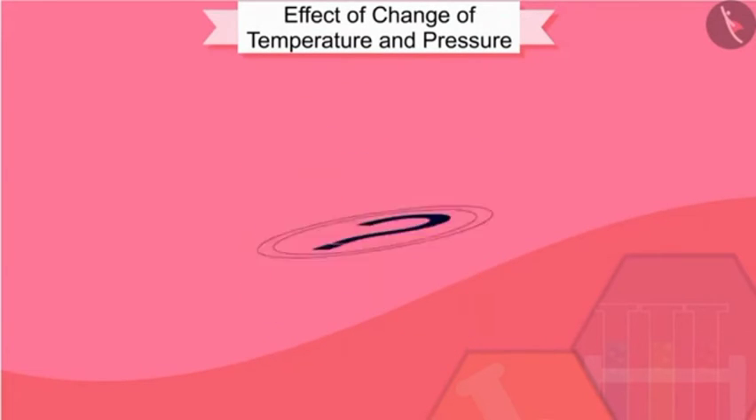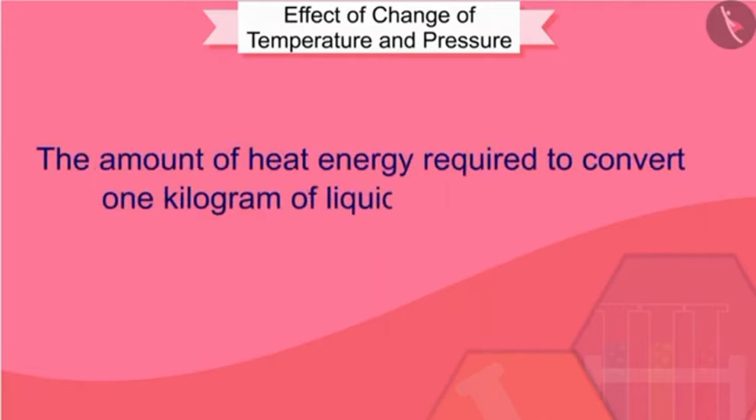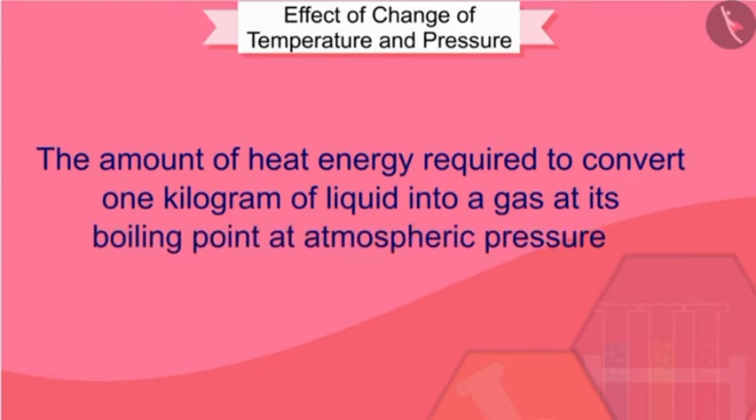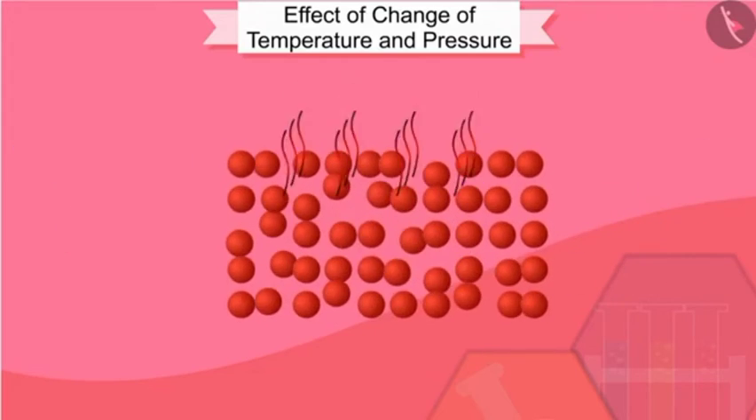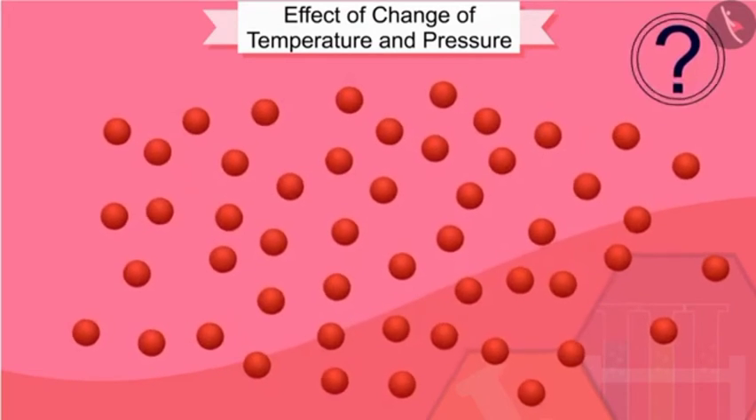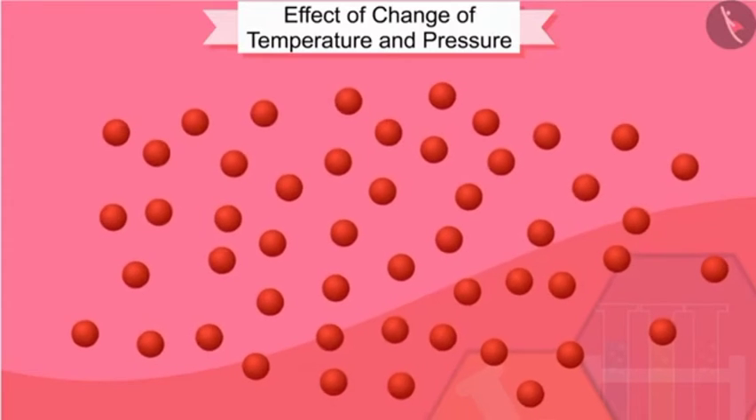And friends, do you know the amount of heat energy required to convert 1 kilogram of liquid into a gas at its boiling point at atmospheric pressure is called latent heat of vaporization. At 100 degrees Celsius, vapor particles have more energy than water particles at the same temperature. Can you explain why this happens? This is because vapor particles have absorbed excess heat in the form of latent heat of vaporization.